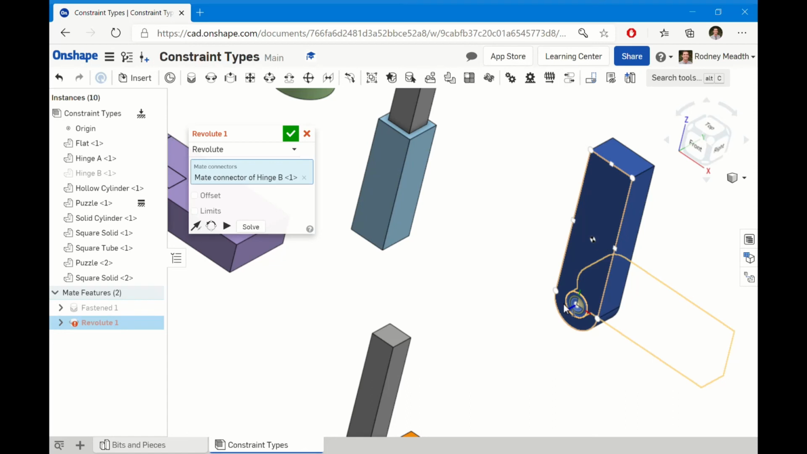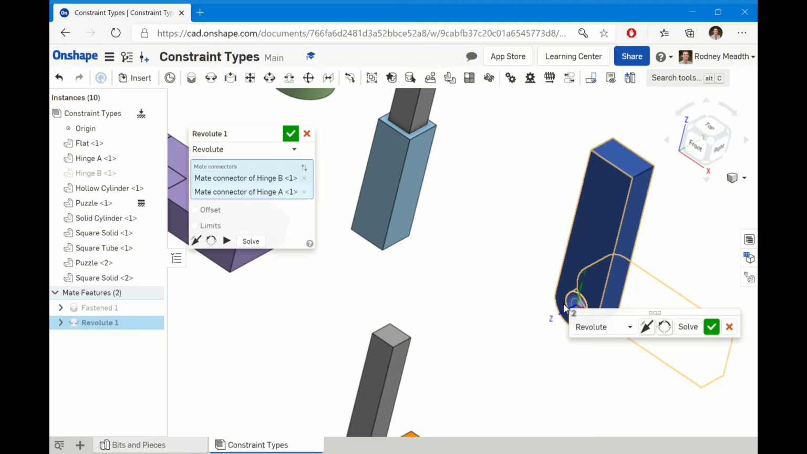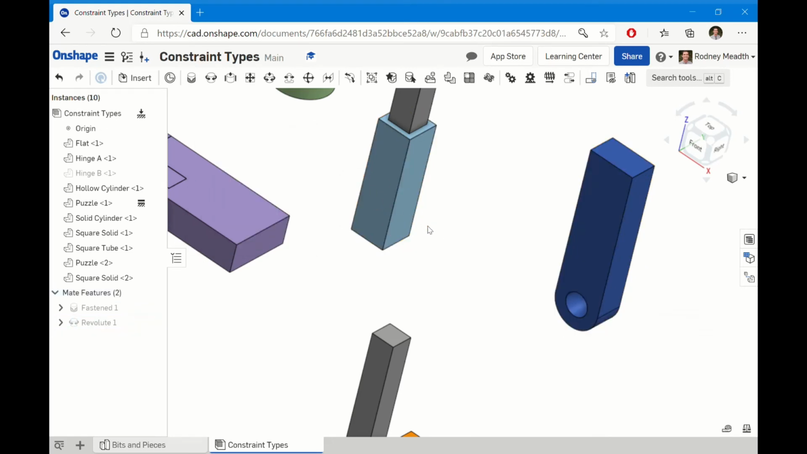All right, that's good. You see how the orange face of that is lit up. That's how I know I'm getting the correct thing. And I can see it here. One of the mate connectors is on hinge A, one's on hinge B. And let's accept that. Turn on visibility again, and let's just play with it and see if it works.